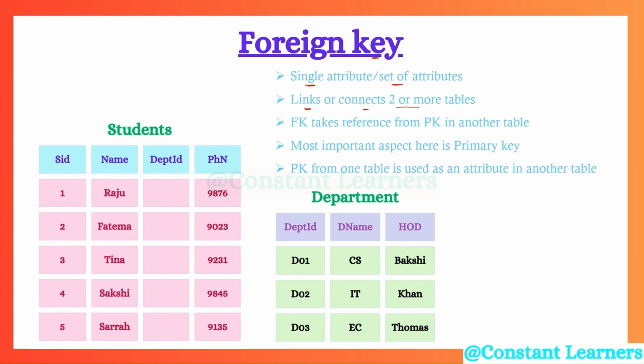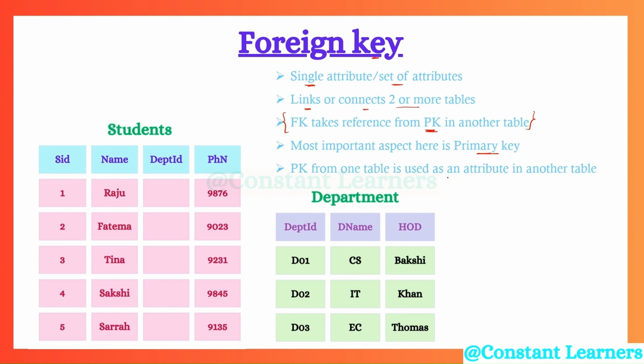We know that in a database, there are multiple entities, right? And the data stored inside these entities has to be somehow related to one another, and a foreign key helps us to build these relationships. Alright, now a foreign key takes reference from a primary key in another table. This is a very important statement. So the hero of this entire show is actually the primary key. Why? We will understand that in a bit.